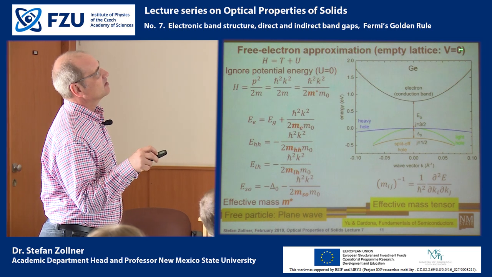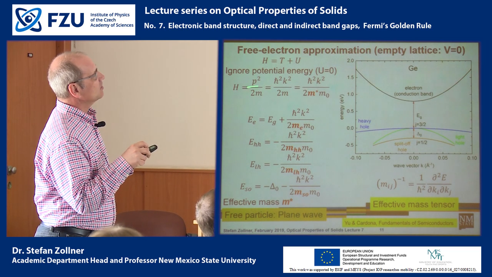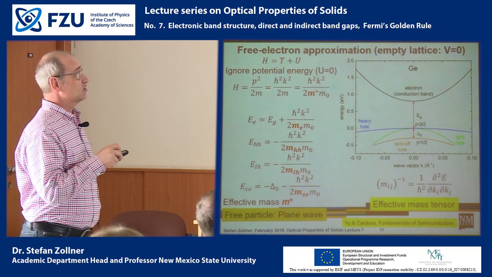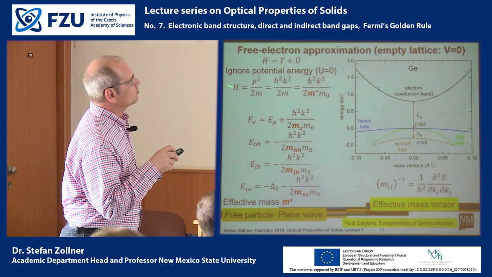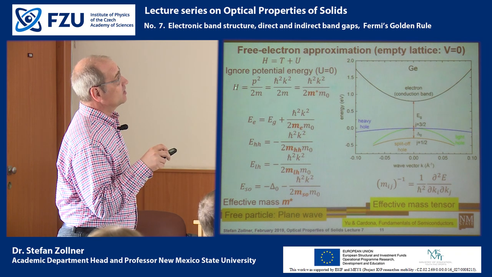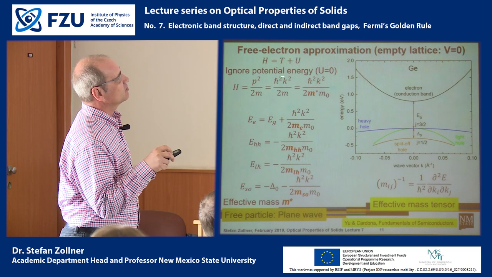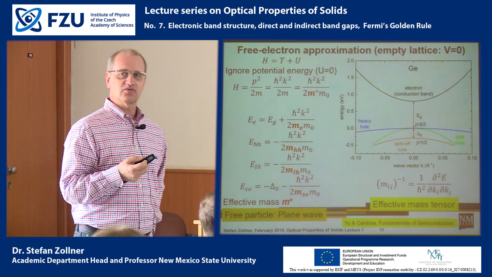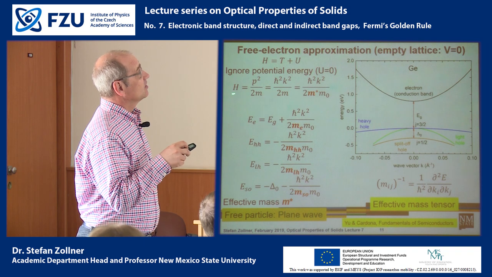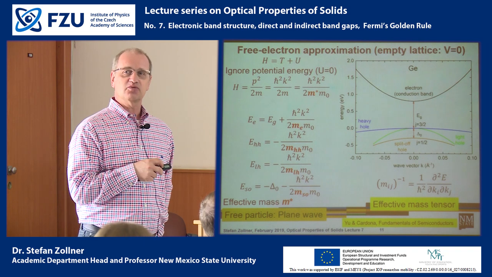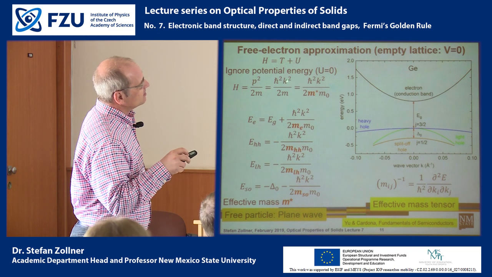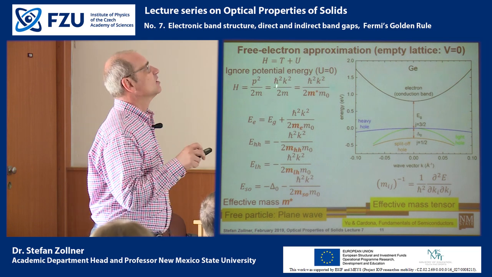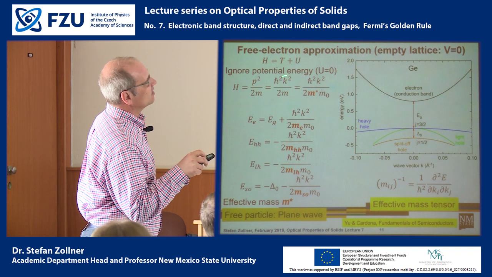If we ignore the potential energy, then the total energy is equal to h bar squared k squared over 2m. That means two things. The first one is that the total energy, which is really just the kinetic energy, is quadratic in crystal momentum. That's what we mean by parabolic bands. So parabolic means the energy is quadratic in crystal momentum. But in this case, the energy is not only parabolic, the energy is also spherical, because the energy does not depend on the direction of k.